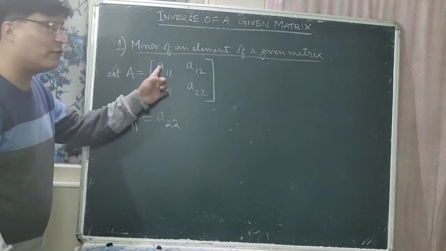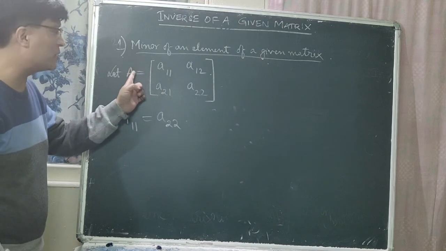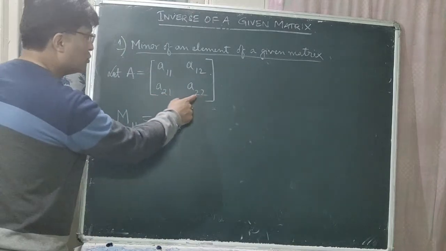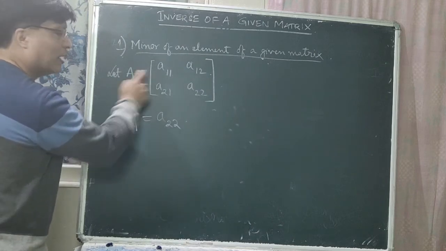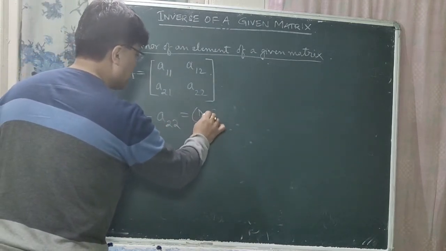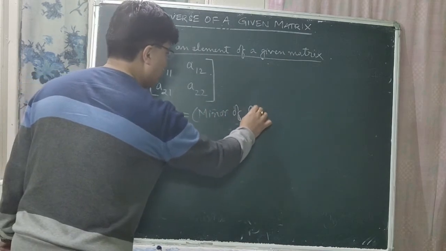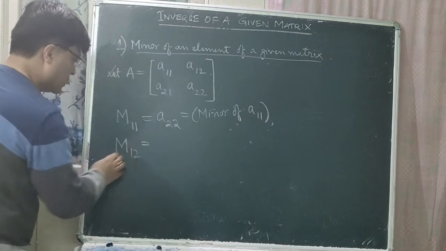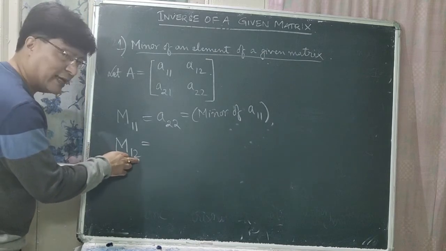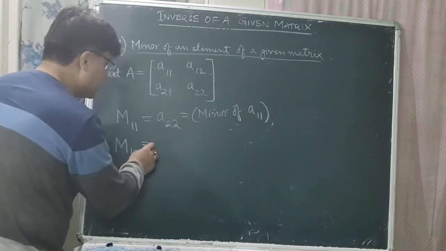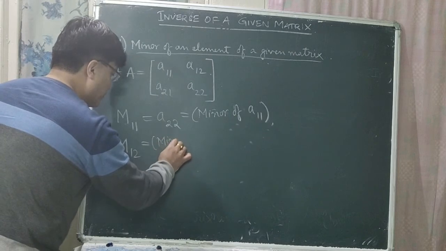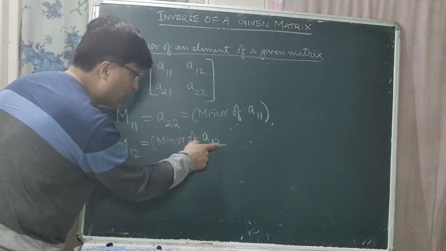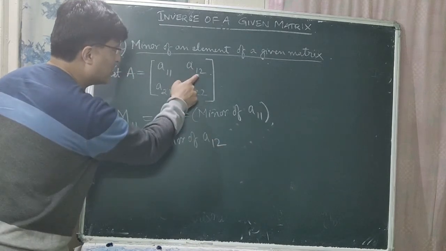So the minor of an element of a given matrix A is obtained by deleting the row and the column through that element A11. That means A22 will be the minor of the element A11. So M11 means minor of small a11. Similarly, what do you mean by M12? The first index represents row and the second represents column. That means M12 means minor of A12, that is, capital M12 for small a12.